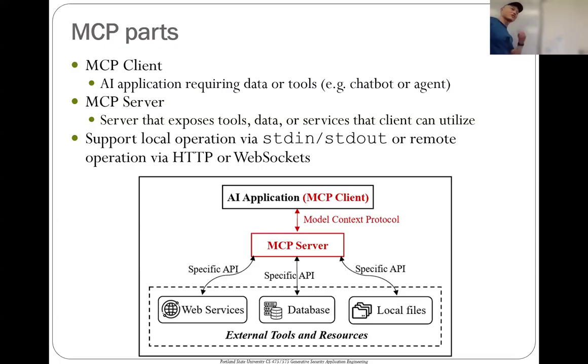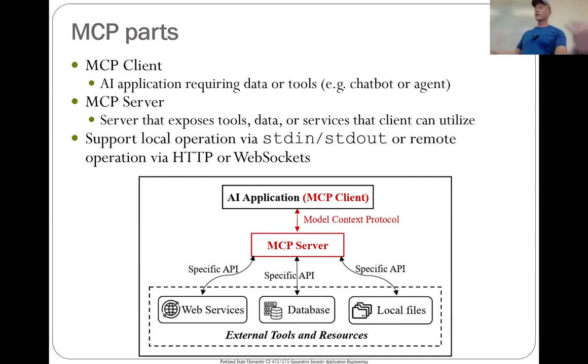So there are two parts. There's the MCP client, which is the AI application that has the agent running on it. And this is an application that requires either data or tools. So MCP is meant for exposing data, or resources as they call it, and then tool calls, which are function invocations. It's also got this thing for skills, but we're not covering it in this class. But you can look into skills if you want to as part of your homework.